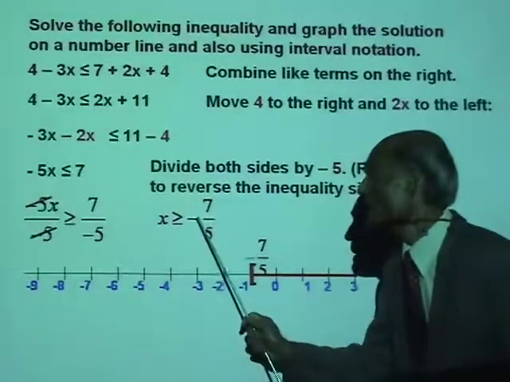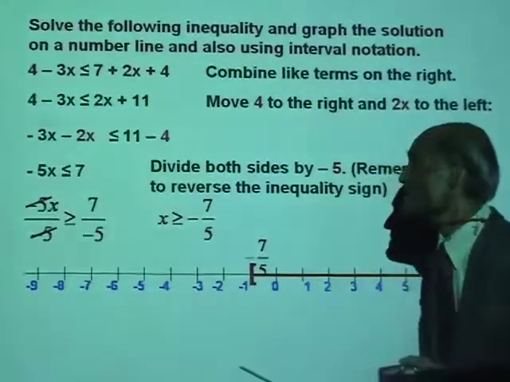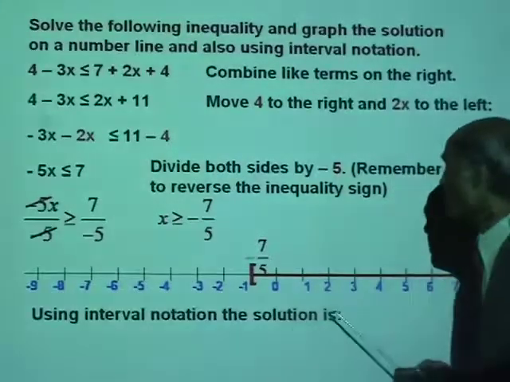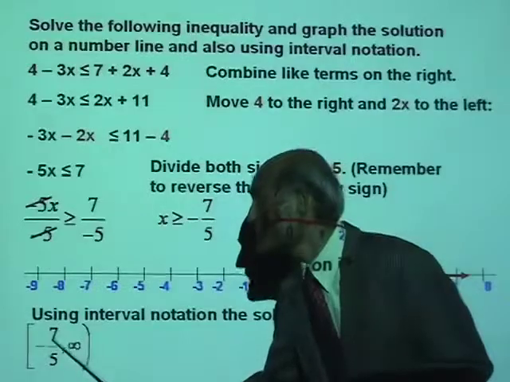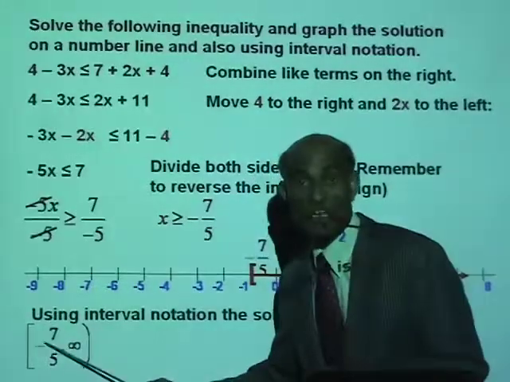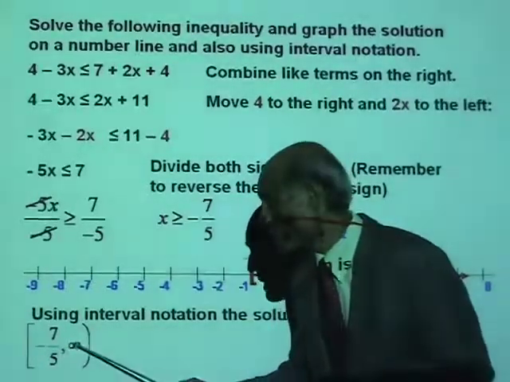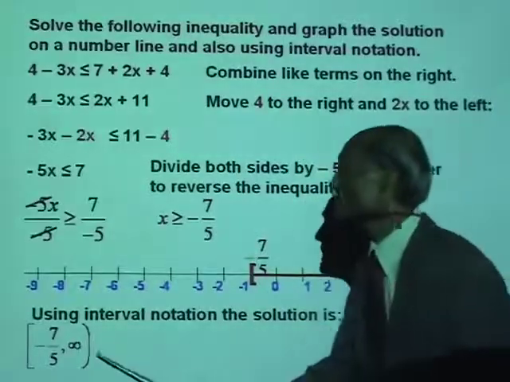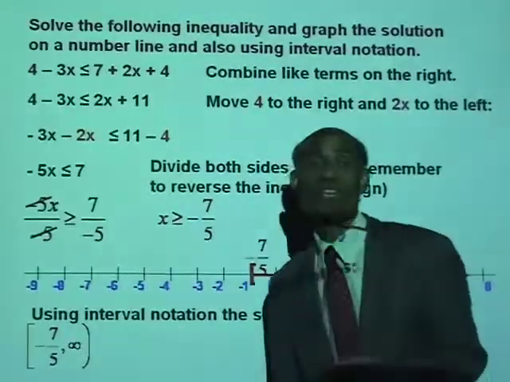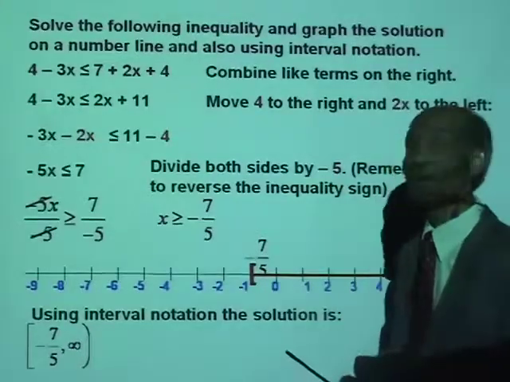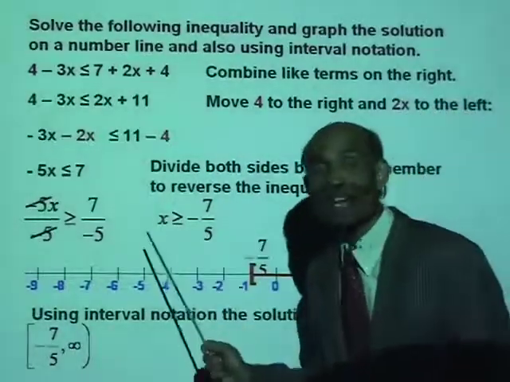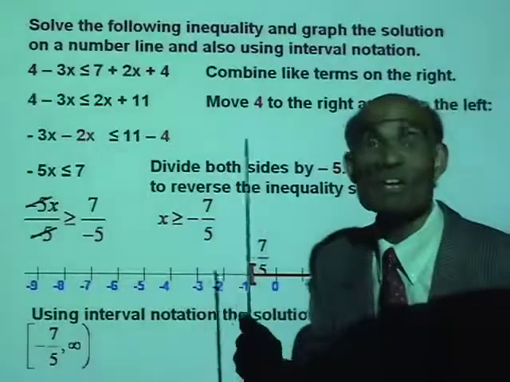X greater than or equal to negative 7 over 5 means the left boundary is negative 7 over 5, that is included, comma, all the way to infinity. This is the interval notation of that. Okay, you need to practice these kind of problems. Very, very, very important.